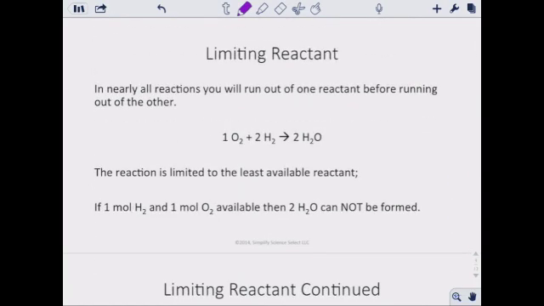In nearly all reactions you'll run out of one reactant before running out of another. And so we'll run out of something before we run out of something else. And so we have a limiting and we have an excess. So the reaction is limited to the least available reactant. The limiting reactant limits the amount of product that can be produced, or it limits that reaction. So if 1 mole of hydrogen gas and 1 mole of oxygen are available, then 2 moles of water cannot be formed because we don't have the right mole ratio. We have that limiting reactant.